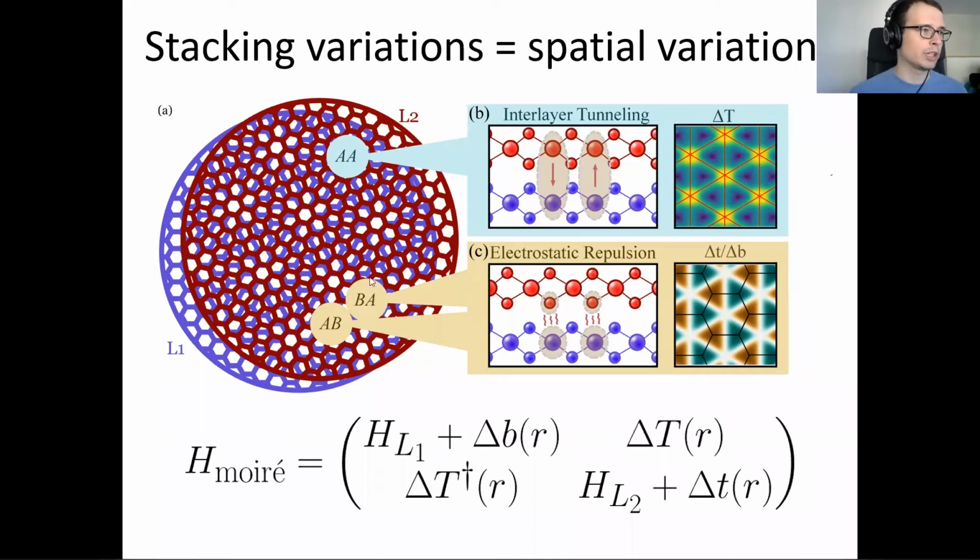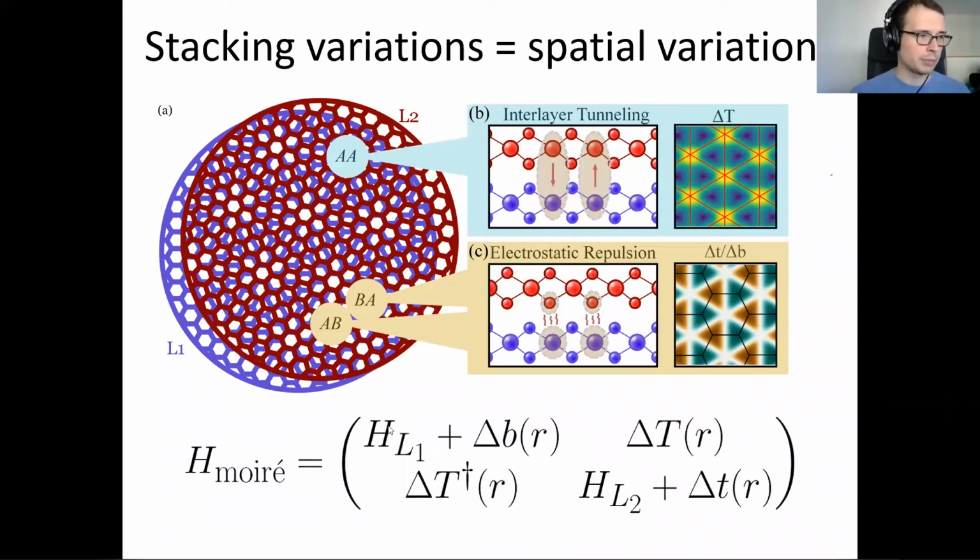And if you look at these different areas and you zoom in, you'll find that at AA stacking, the lattices are basically aligned, and at AB or BA stacking, there's some relative shift between them. And because of that, the local electronic structure can vary. The important electronic features, the thing that's causing the two layers' Hamiltonians to talk to each other, can vary. So that's represented in this schematic or recipe Hamiltonian for a Moiré system.